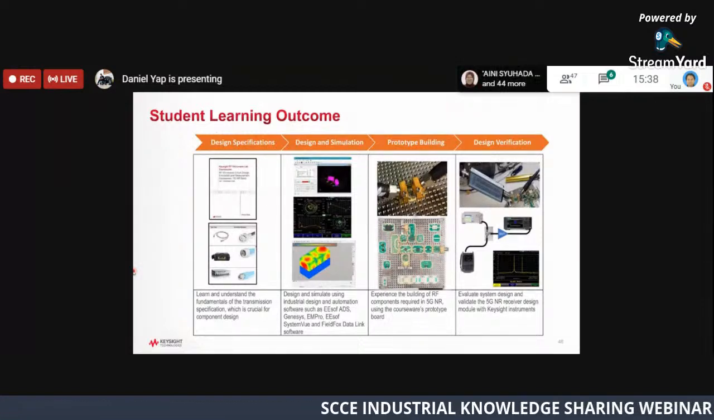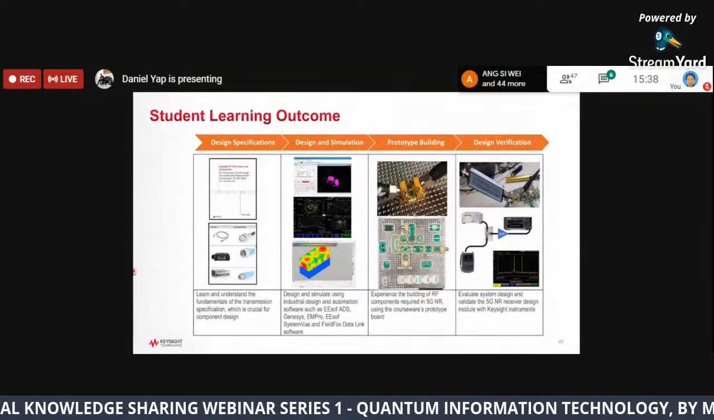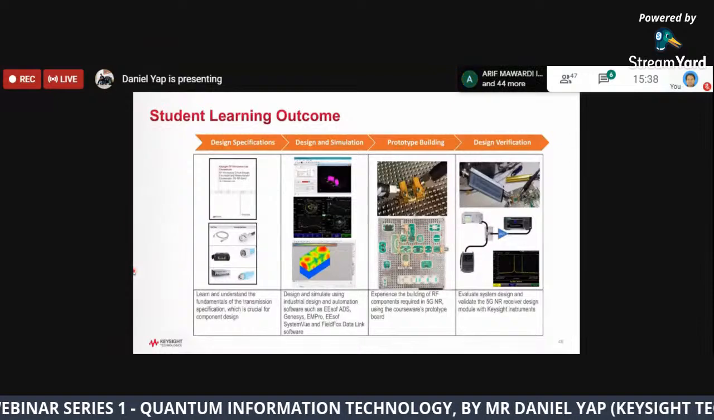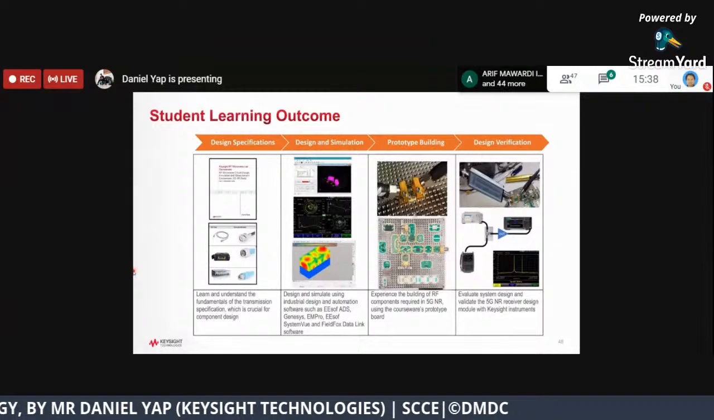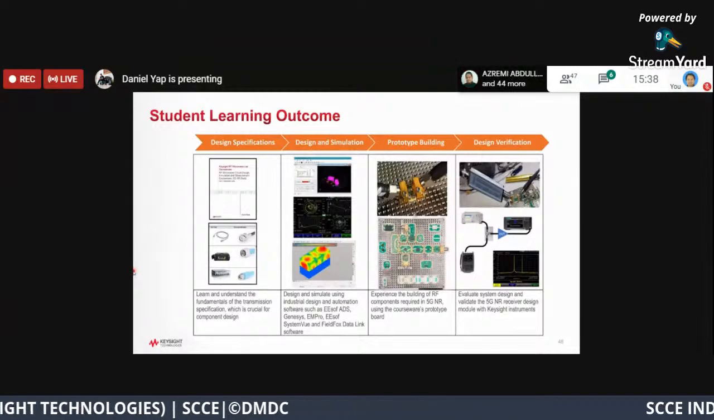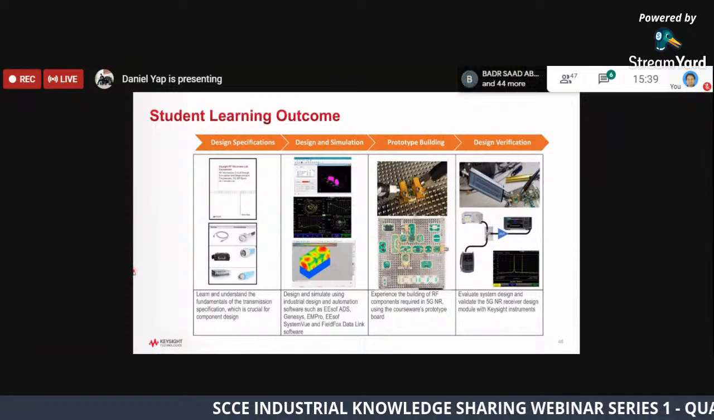If you want to design something, these are the key areas that they have to go through. So like Keysight, when we hire fresh graduates, we are also very careful, but because we want to hire the best talent, at the same time we look for certain skills that they have obtained from universities.